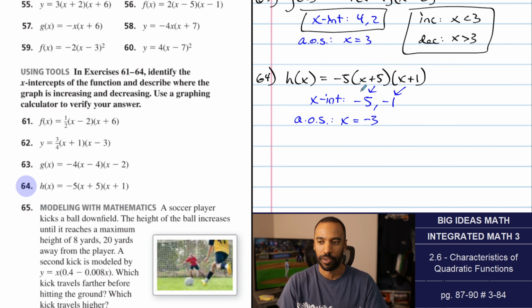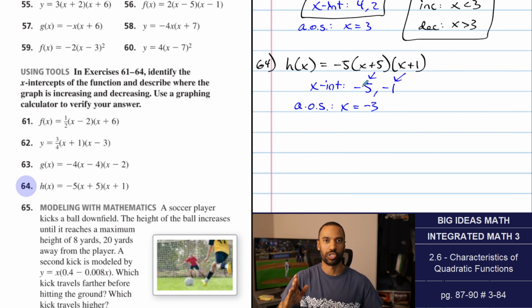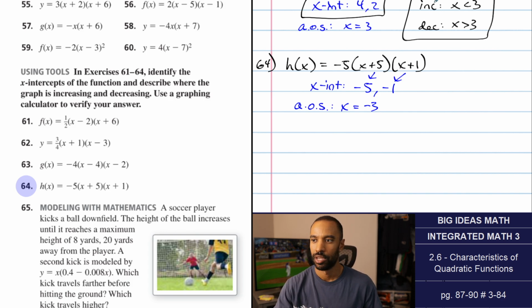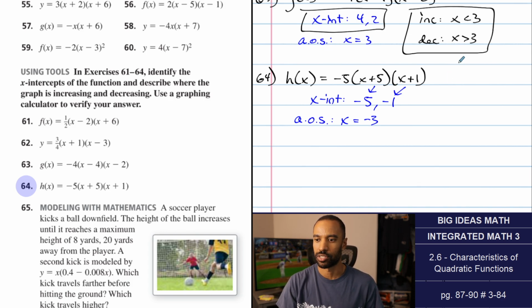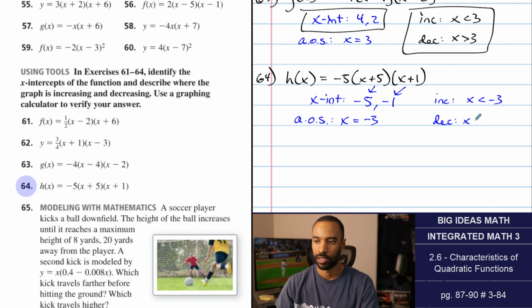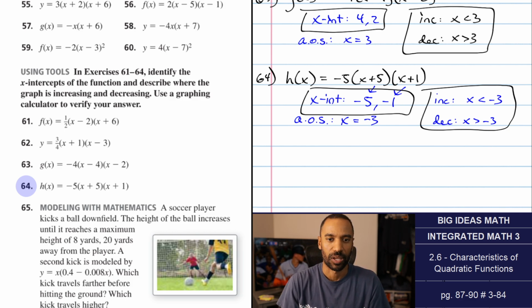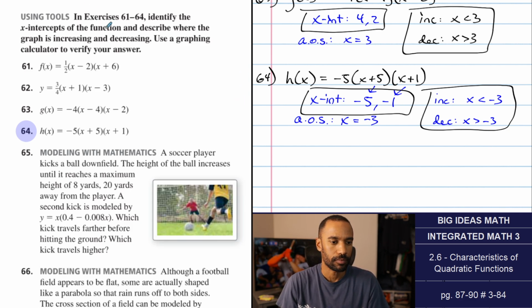And this graph also faces downward, which is a maximum. So up until negative 3, we're increasing. After negative 3, we decrease. So we increase when x is less than negative 3. Not equal to. We increase when x is less than negative 3. And we decrease when x is greater than negative 3. Okay. Cool. Kind of quick.